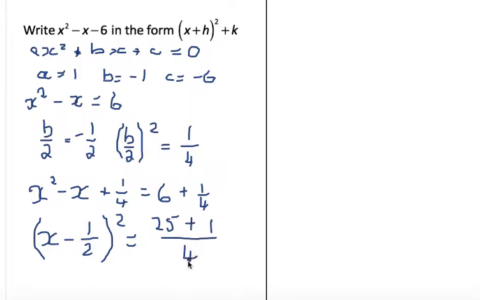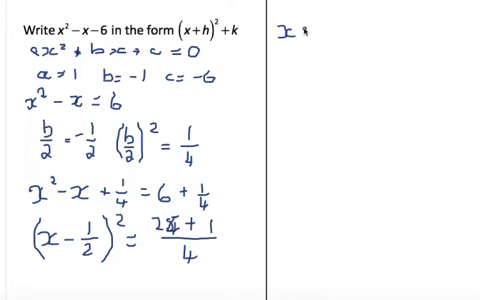Now this is the bit quite a lot of my students get confused with. 6 times 4 is 24. There you go, even I can make mistakes. 24, add 1, giving me 25. I was one step ahead of myself. So now I'm going to take this away from both sides.